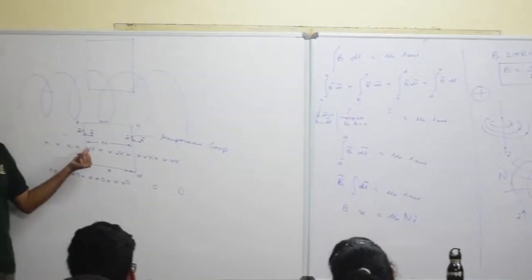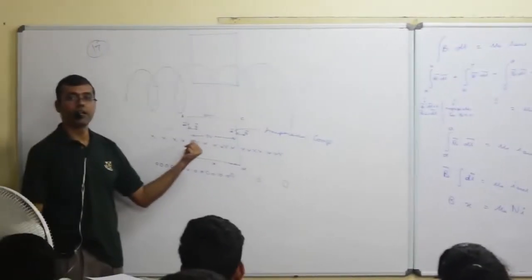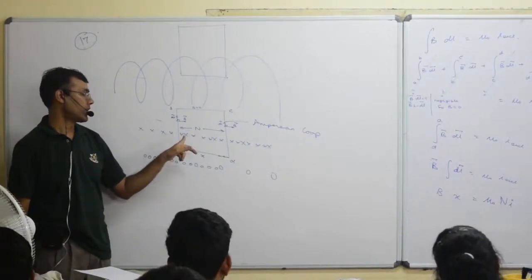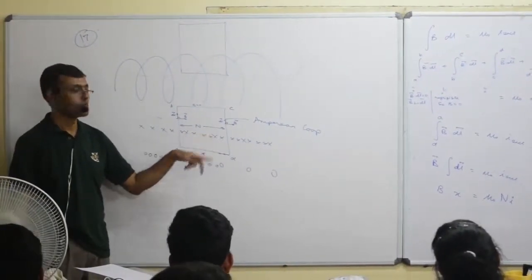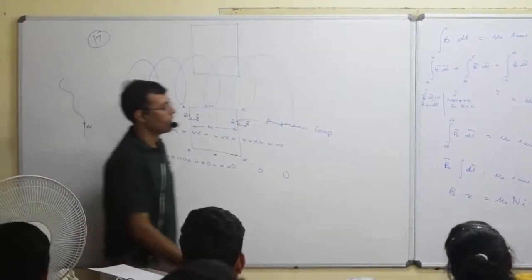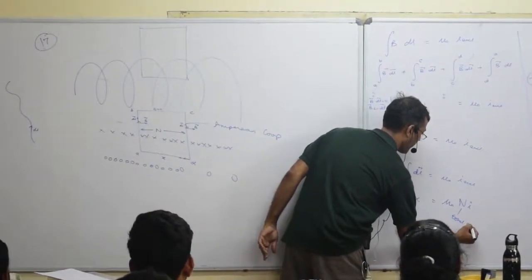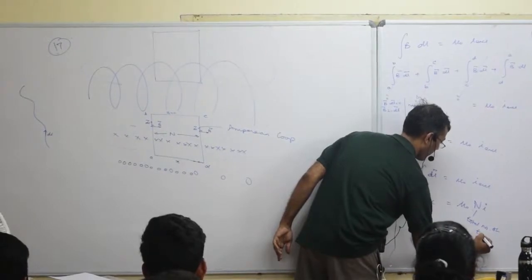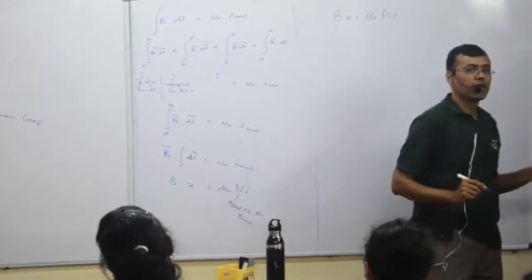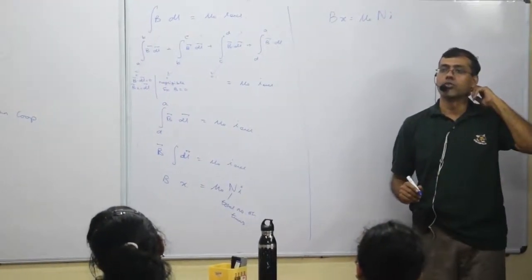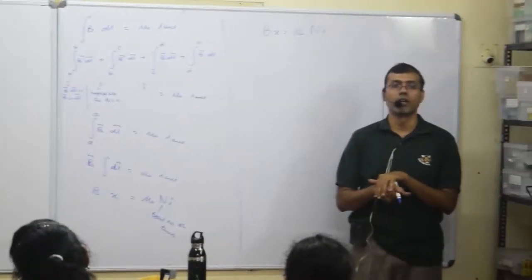If I had 1 amp flowing here, if I had 10 turns, it will be 10 into 1, right? If I had 2 amps, 10 into 2. So capital N is always the total number. In the Drude formula and all, right? Very often we use small n. What is that small n there?